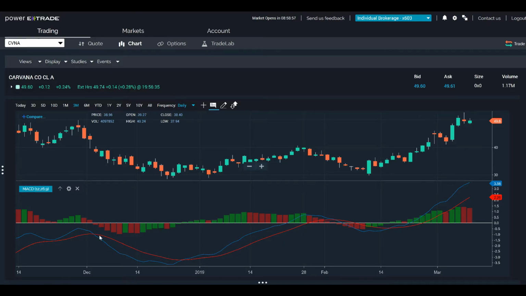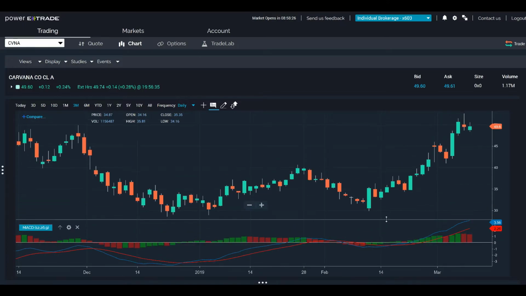The signal line right here gives you the signal to buy or sell. When these two lines cross, the MACD and the signal line, it gives you the signal to buy, sell, or sell short, which is the opposite of buying. You want the price to go down and you make the difference. That's shorting. But let's just look at buying. Right here is a real good buying signal.